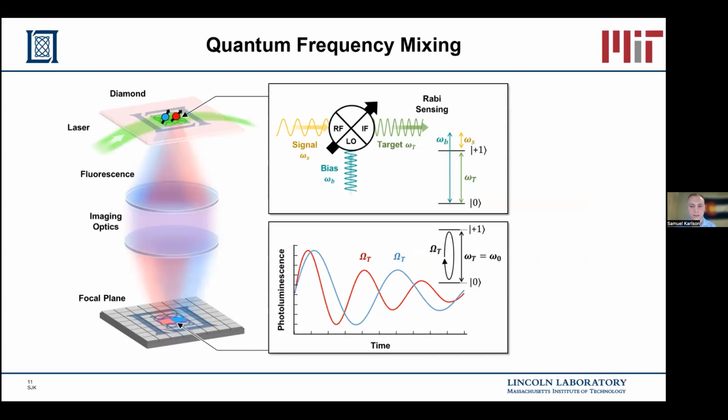Quantum frequency mixing is analogous to classical frequency mixing, but it uses the quantum system itself as the mixer, since a classical mixer is too bulky to be applied. Here, the NV centers serve both as the sensors and as the mixer.